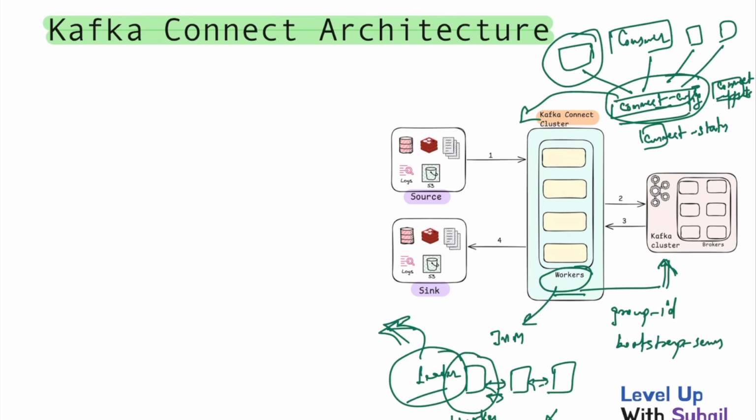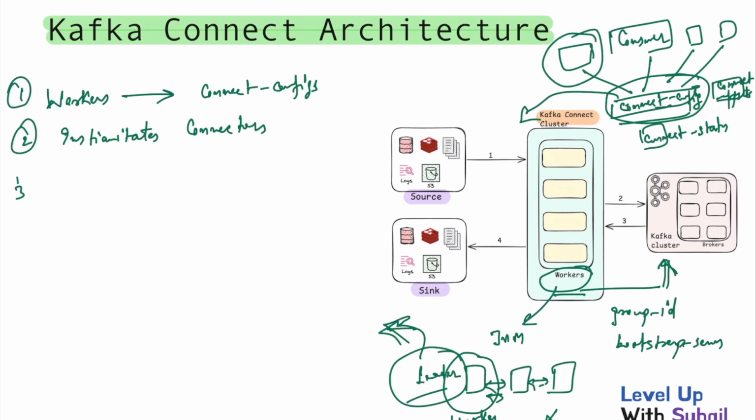Now let's again see the complete flow. The very first step: the workers read the configuration from the connect configs topic, as I mentioned. Then the workers instantiate the connectors. The connector then creates tasks based on the configurations we have already stored or mentioned.